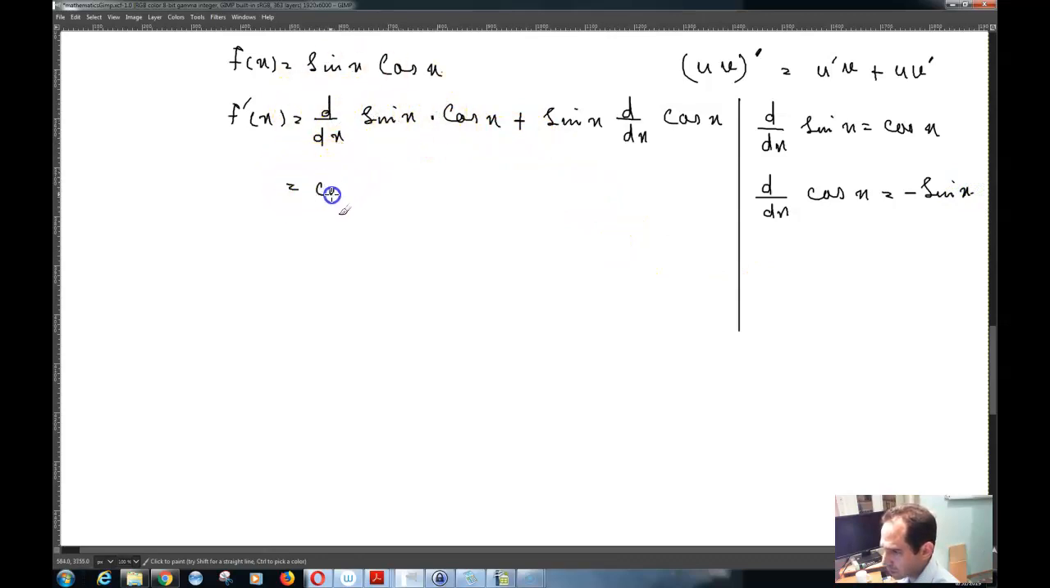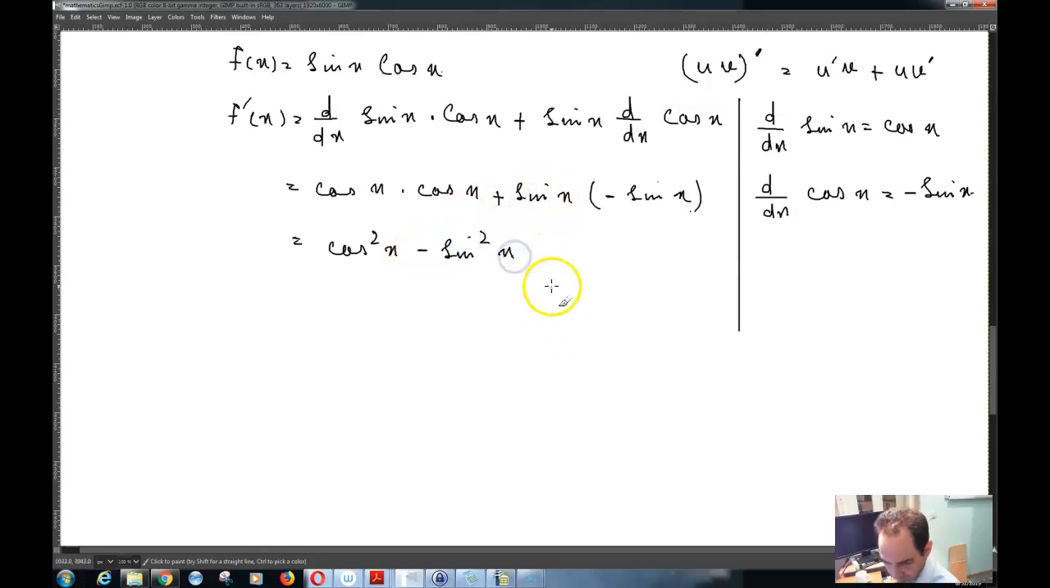So you can write this as cos x times cos x plus sine x times negative sine x, which is equal to cos squared x minus sine squared x. Now if you remember, cos squared x minus sine squared x, you can also write it as cos of 2x.